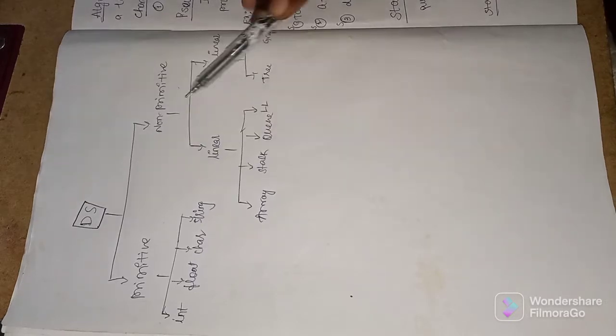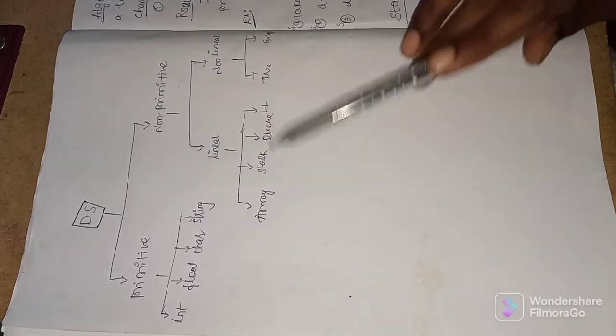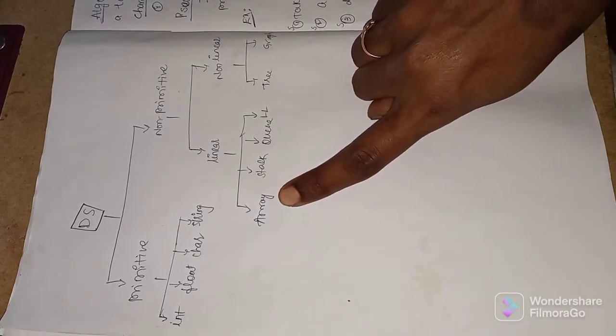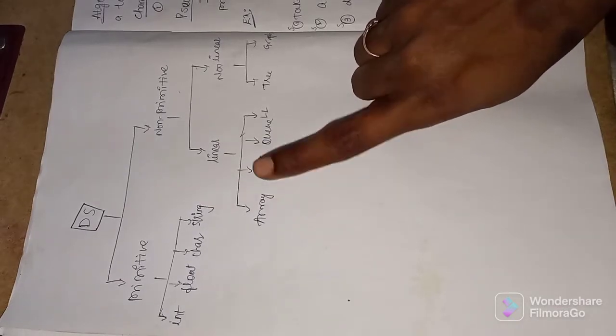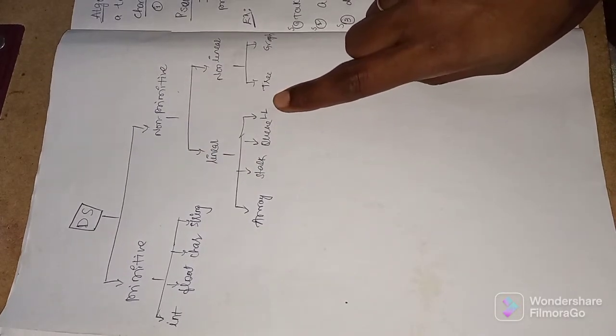Again, there are linear data structures and non-linear data structures. The linear data structure is divided into four types: array, stack, queue, and linked list, whereas the non-linear data structure is divided into trees and graphs. Already we know an array is a collection of elements of the same data type that can be stored in a single variable. We'll discuss stack, queue, and linked list in the next sessions.